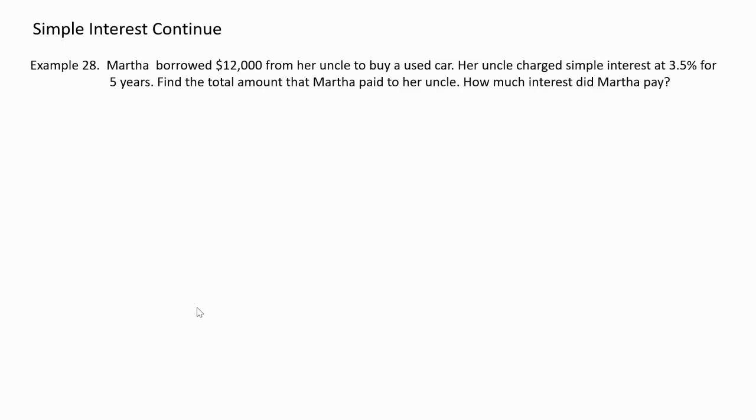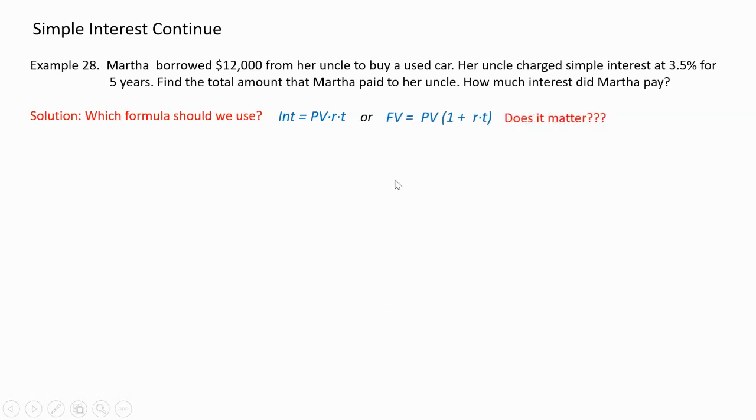Here's an example. Martha borrowed $12,000 from her uncle to buy a used car. Her uncle charged simple interest at 3.5% for 5 years. Find the total amount that Martha paid to her uncle, and how much interest did Martha pay? Okay, so we know this is going to be simple interest, right? Because it says there's simple interest. So which formula should we use? Does it matter? No.